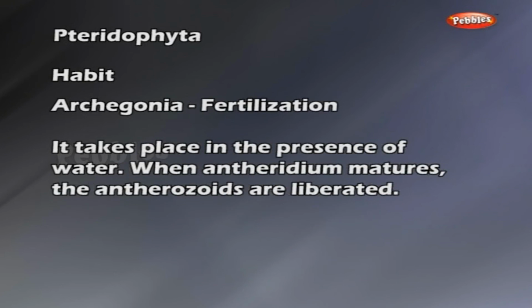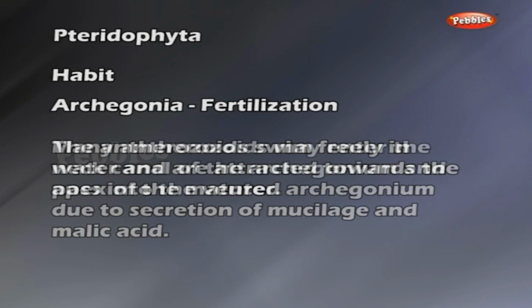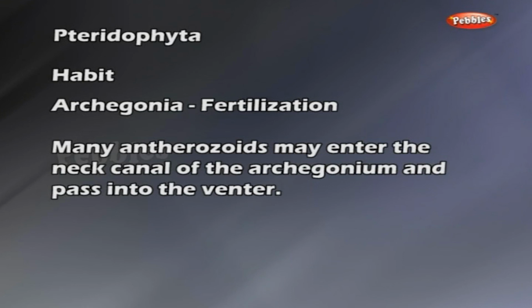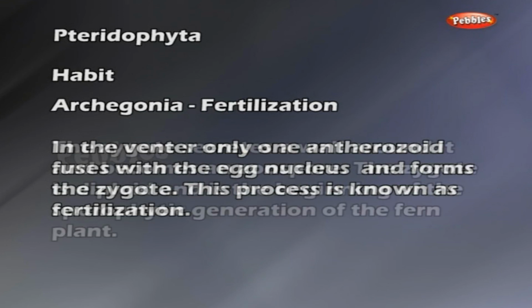Fertilization. It takes place in the presence of water. When the antheridium matures, the antherozoids are liberated. The antherozoids swim freely in water and are attracted towards the apex of the matured archegonium due to secretion of mucilage and malic acid. Many antherozoids may enter the neck canal of the archegonium and pass into the venter. In the venter, only one antherozoid fuses with the egg nucleus and forms the zygote. This process is known as fertilization.